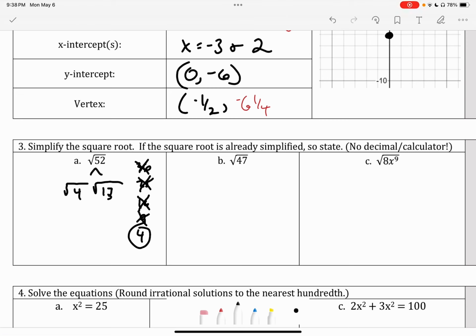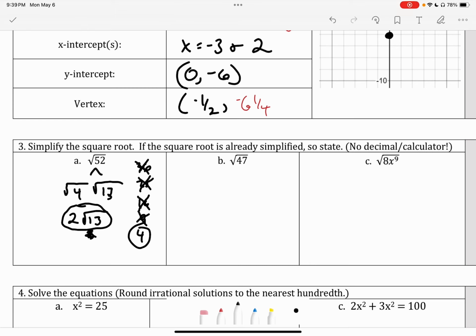We're going to go square root of 4 times the square root of 13. And we know that the square root of 4 is 2, and the square root of 13 would stay square root of 13. And we know we're done there because 13 is prime, so I can't break that into any other parts. Anytime that's the case, you know you're done. So we would just write that like this.